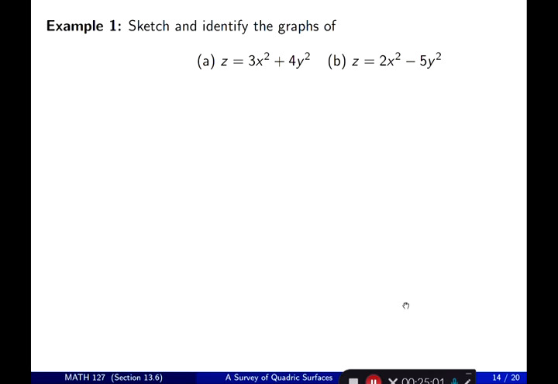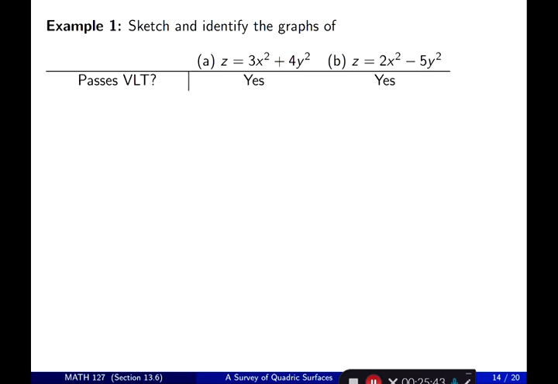Okay, let's do a few examples. Sketch and identify the graph of (a) z equals 3x squared plus 4y squared and (b) z equals 2x squared minus 5y squared. There's a whole lot of difference. I can see that the first one is going to give me ellipses in the cross sections, so I get ellipses and parabolas, and this one I get hyperbolas and parabolas.